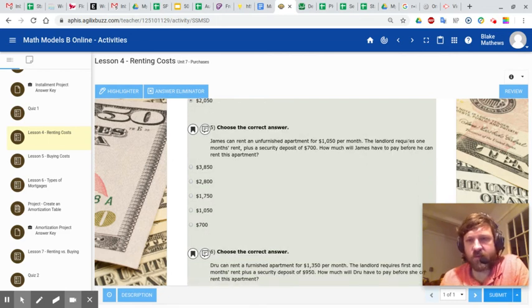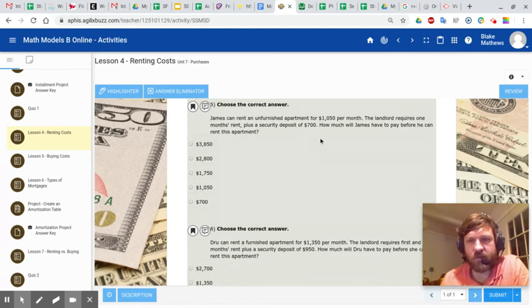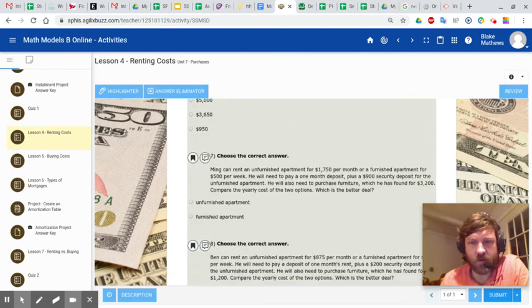Like this one, it just says he has to pay 1 month's rent. So just be careful that you're reading the questions and add up the different parts to make sure it adds up to the whole. So read the questions carefully. 5 and 6, those are all the same.